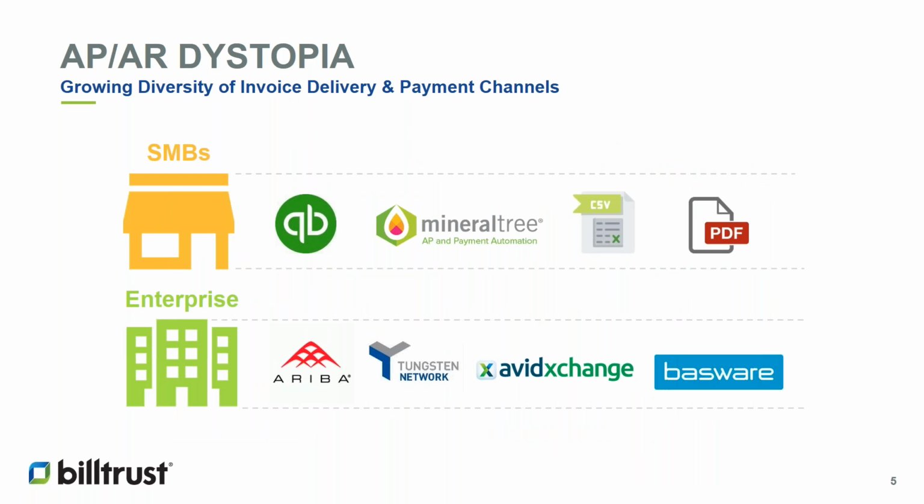So the other issue when it comes to AP and AR in that relationship is this growing diversity of invoice delivery and payment channels. So if you go back in time to the early 90s, right, EDI was for all that kind of the next big thing, right? Everyone would be on EDI, everyone would be transmitting documents electronically, and everything would be well in the world. Well, unfortunately, that's not really how it panned out.